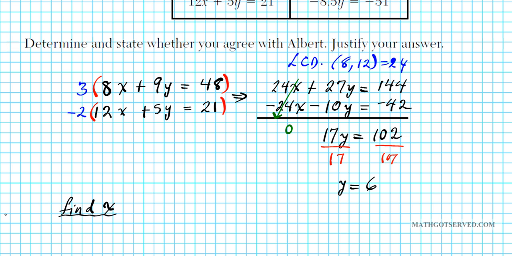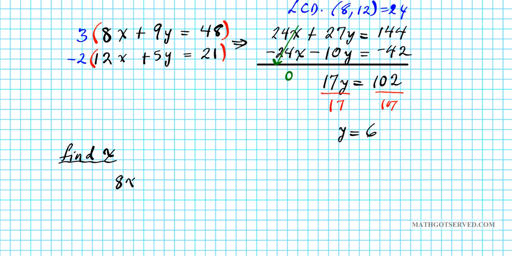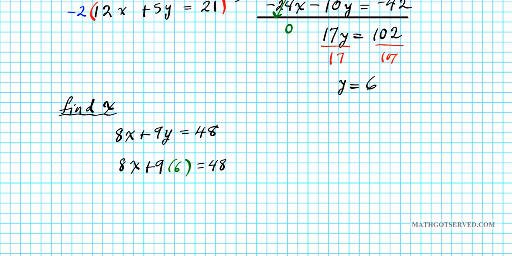Let's find x. So we know from the first equation that 8x plus 9y equals 48. So how do I find x from here? I'll simply substitute the value of y into this equation. So we have 8x plus 9y, which is 6, okay, and then equals 48. Now let's solve this for x. So we have 8x plus 9 times 6 is 54 equals 48. To get x by itself, we'll get rid of 54 and then 8. Let's do 54 first. Subtract 54 from both sides.